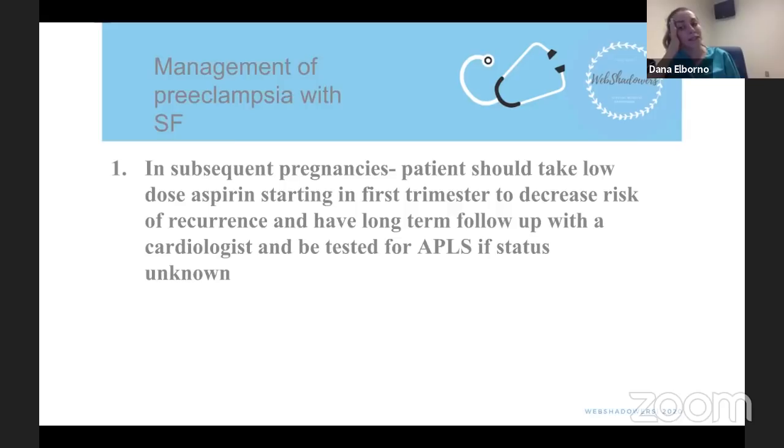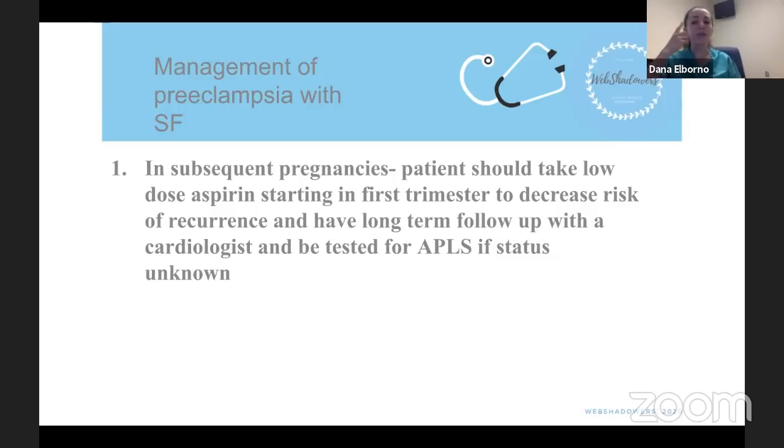So in subsequent pregnancies, because these patients have an increased risk of developing preeclampsia, we would start them on a low dose aspirin in the first trimester to decrease the risk of recurrence. And we would also give these patients long-term follow-up with a cardiologist, because it's known that patients who have preeclampsia in their pregnancies are at a higher risk of having hypertension and cardiomyopathies later in life. So they actually need good follow-up with a cardiologist for monitoring of their cardiac status throughout life.